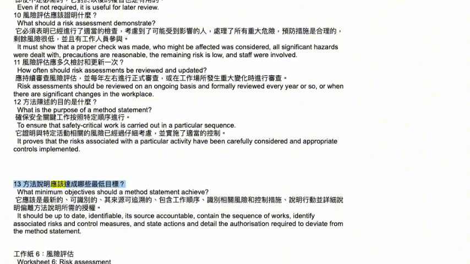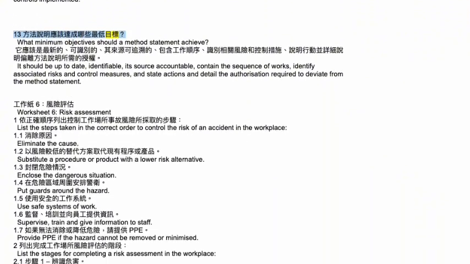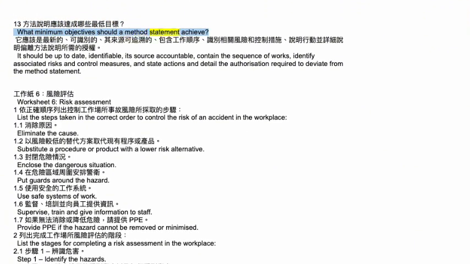13. What minimum objectives should a method statement achieve? It should be up to date, identifiable, its source accountable, contain a sequence of works, identify associated risks and control measures, and state actions and detail the authorization required to deviate from the method statement.